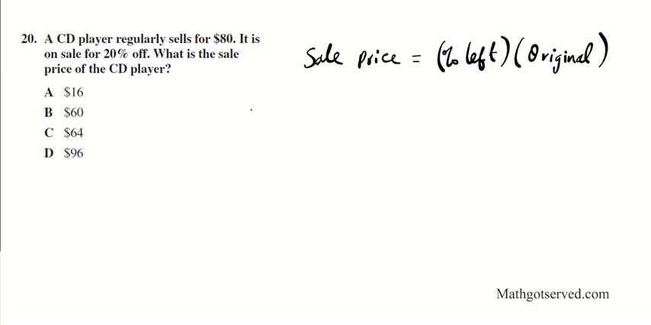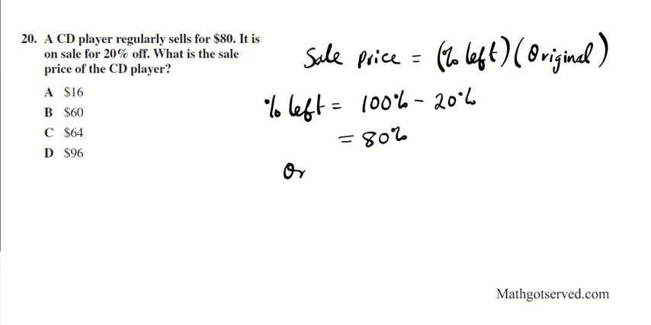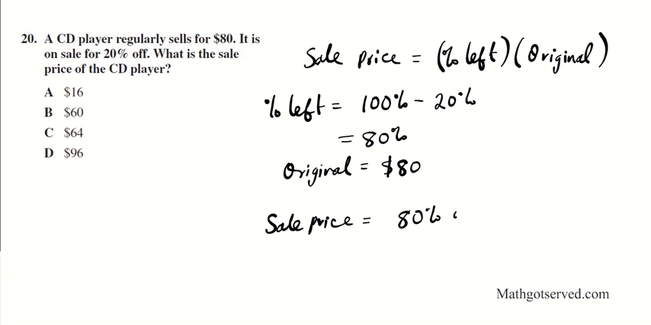Alright, so what's the percentage left here in this problem? Percentage left. Let me write that again. We have 100%, which is a full percentage. The discount is 20, so from 100 we take out 20. 100 minus 20 is 80%, so that's what's left. The original price before the discount is $80. Okay, so the sale price is going to be 80% of $80.